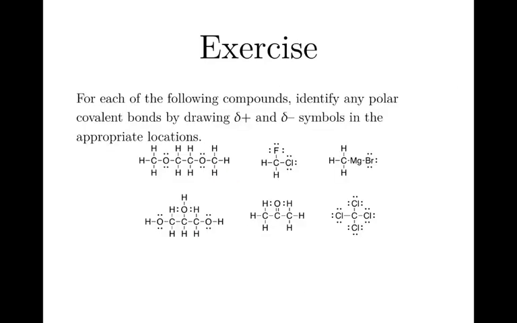So in today's exercises, we're going to identify any polar covalent bonds by drawing delta positive and delta negative symbols in the appropriate locations using the walkthrough that I presented earlier. I'm going to work from top to bottom, starting from the top left to the lower right.